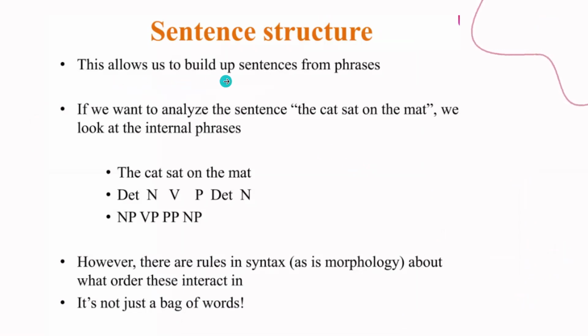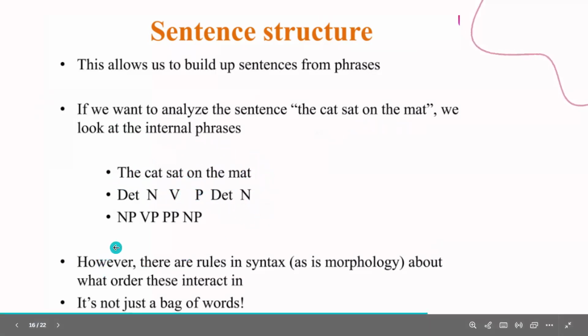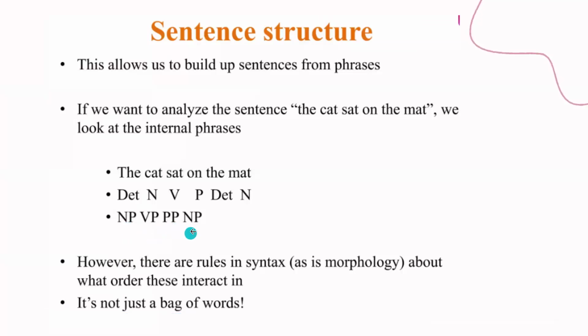Sentence structure allows us to build up sentences from phrases, like you have seen in some of the examples before. If we want to analyze the sentence "the cat sat on the mat," we look at the internal phrases first. The cat, noun phrase, determiner and the noun. Sat is the verb, on is the preposition, the is the determiner, and mat is the noun. So again, if I see this, it is a prepositional phrase. Noun phrase, verb phrase. In verb phrase, we have a verb, then a prepositional phrase. I hope it is clear to you. Noun phrase, verb phrase, prepositional phrase, and the noun phrase.